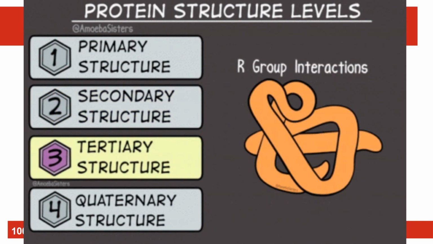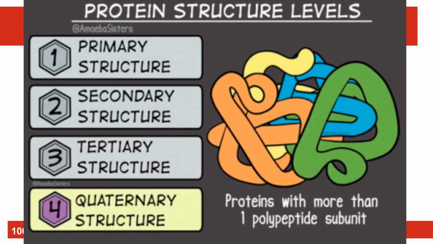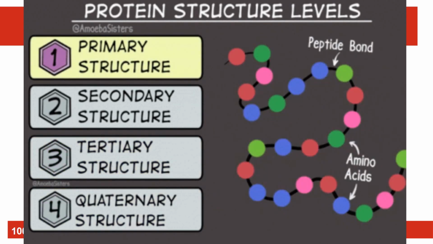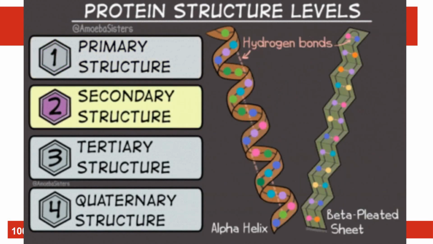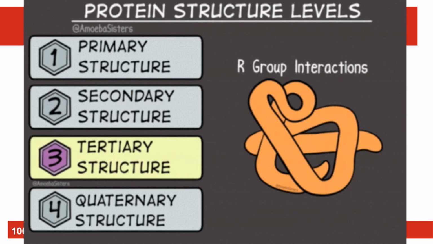Tertiary just means third. There's the first structure, second structure, third structure, fourth structure. Quaternary is a fancy way of saying fourth.